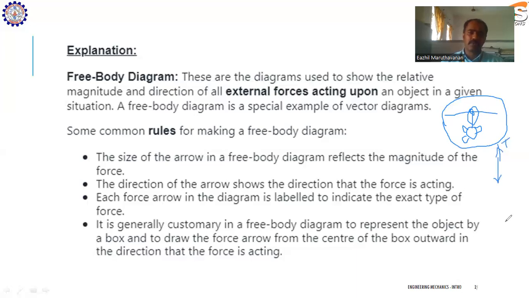There are some common rules for making a free body diagram. The size of the arrow in the free body diagram reflects the magnitude of the force. The direction of the arrow shows the direction in which the force is acting. Each force arrow in the diagram is labeled to indicate the exact type of the force. It is generally customary in a free body diagram to represent the object by a box and to draw the force arrow from the center of the box outward in the direction the force is acting.